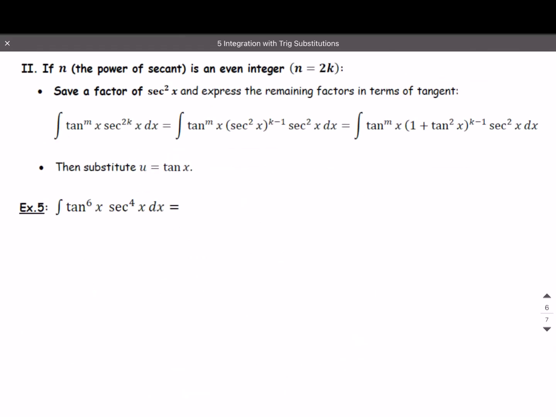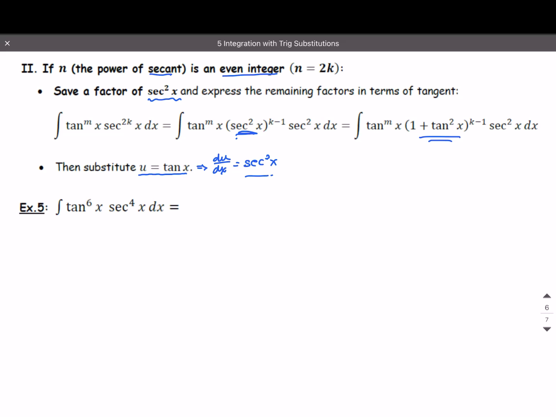Now the next one here is when the power of secant is an even integer. If secant is an even integer, we're going to save a factor of secant squared x. That's because we're going to let u be tan x, which means that our du dx is secant squared x, which is why we want an even exponent on the secant so that we have a secant squared for our du dx, and we have a secant squared so we can use our Pythagorean identity.